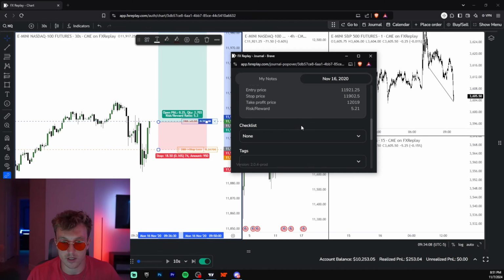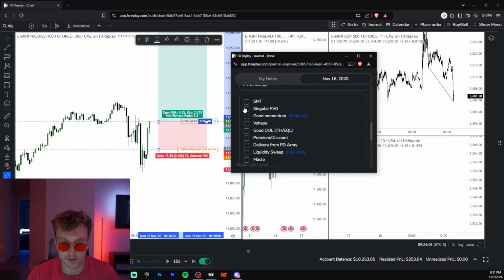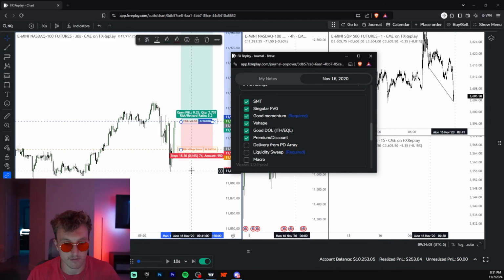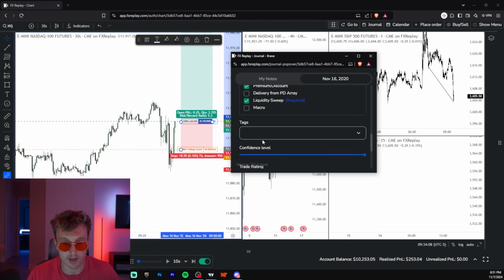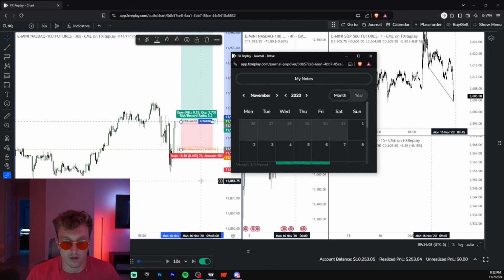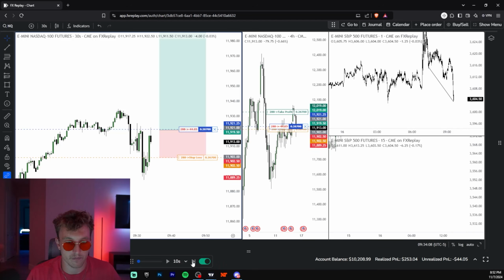And then checklists. There's an SMT, single for value gap, good momentum, V shape. I'd consider a V shape. 1, 2, 3, 4. Yeah, it was like a 5 candle reversal. Good draw on liquidity. Yeah, we're in discount. Not delivering from a higher time frame PD array, but there was a liquidity sweep, and it is not the macro. All right, let's see what happens.